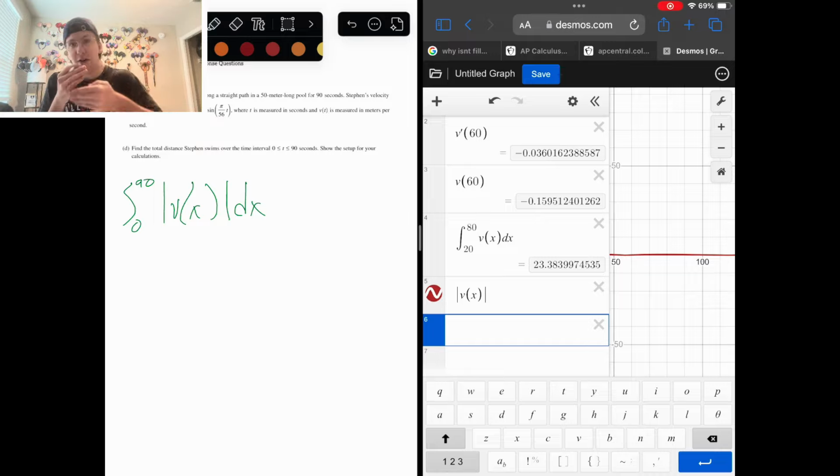He goes forward and backwards. With displacement, you would subtract that portion that he went backwards. But we want absolute value. We want that total distance. We want to account for everything. That's why we need the absolute value.